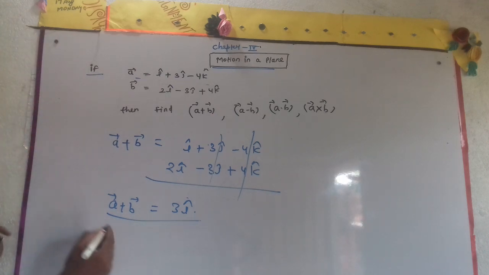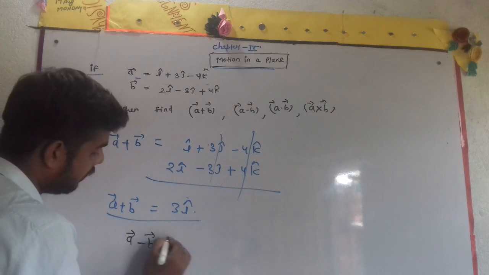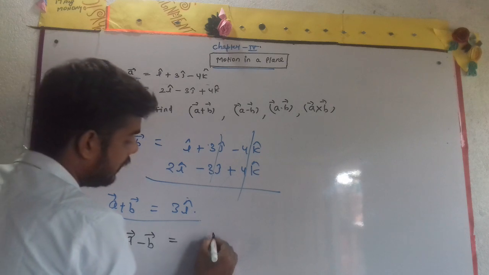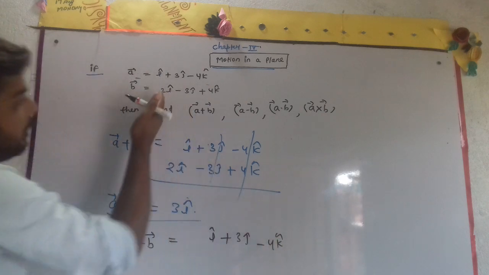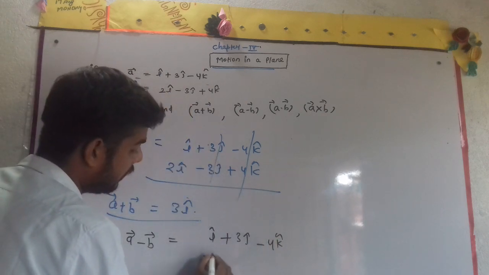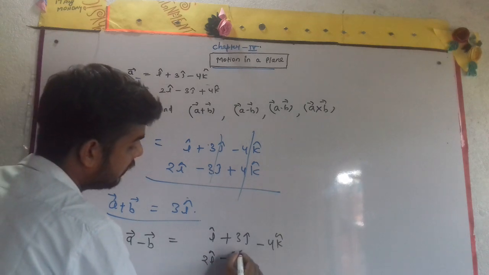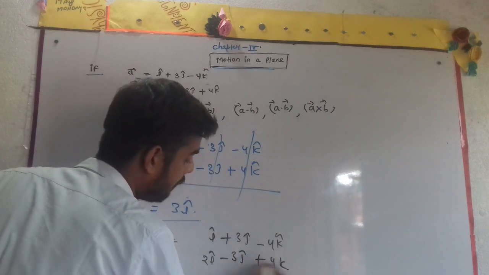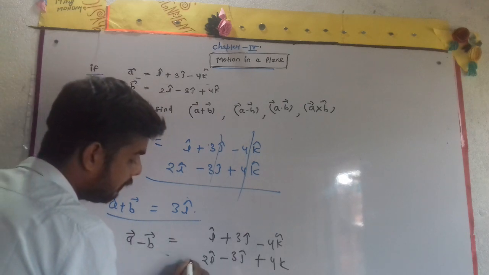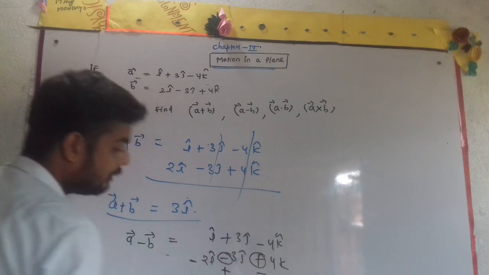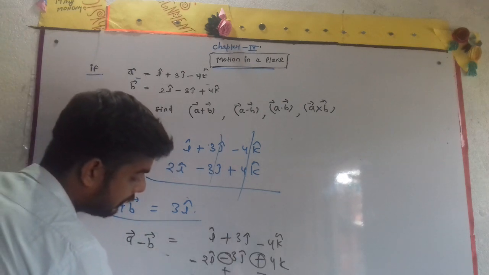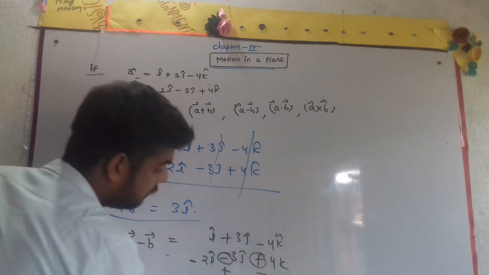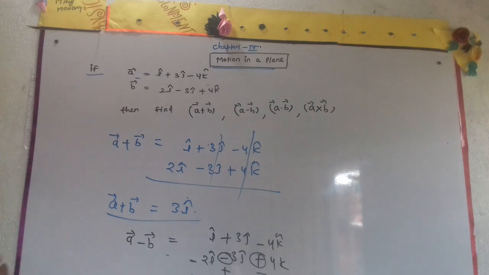Similarly we can do A minus B, vector A minus vector B. How can we solve? I plus 3j minus 4k, and B is 2i minus 3j plus 4k. So we have to subtract, so here we put minus, and this sign will change and this sign will also change. What will we get? I minus 2i, here 3j plus 3j, 6j, minus 8k. This is our vector subtraction. Like that you can solve the questions.